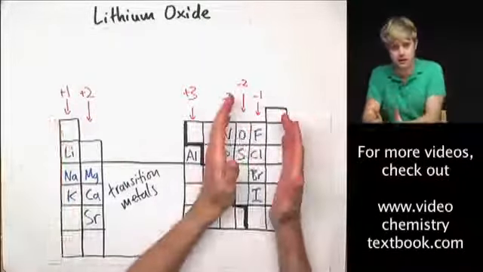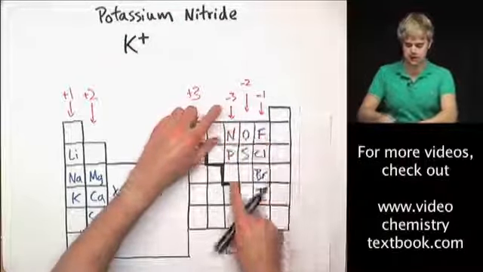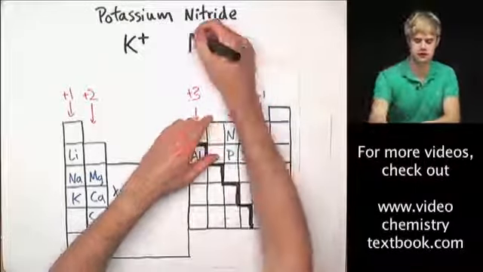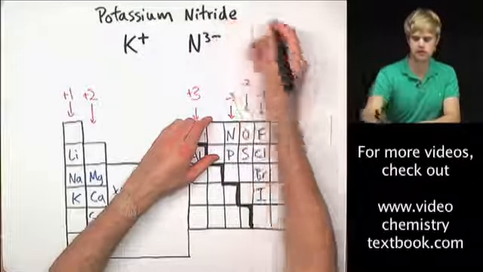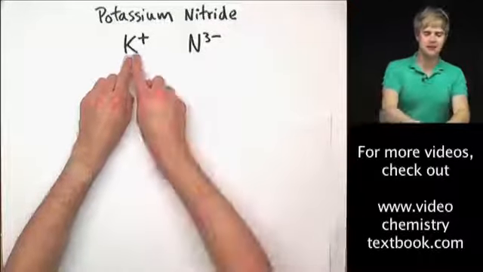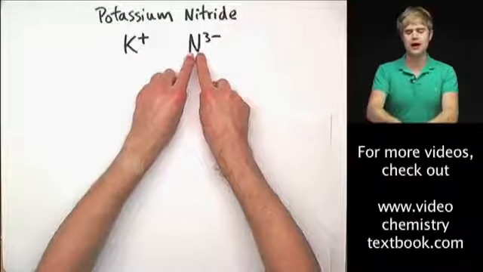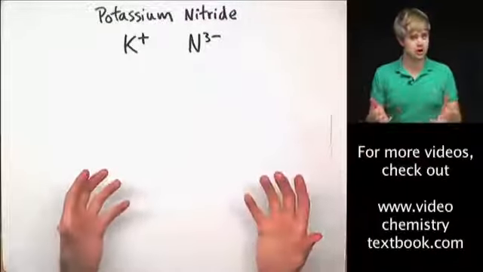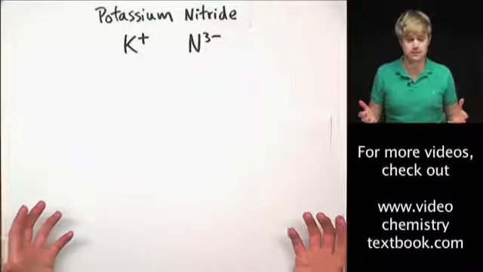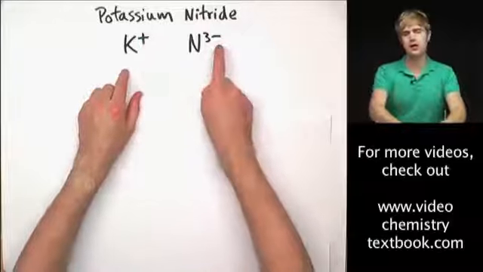Potassium lives in this column here, the same column as lithium, and so it has a 1+ charge. So I'm going to write that up here, K+. And nitrogen lives in this column where everything has a 3- charge. So here we have N3-. When I have one atom of K+ and one atom of N3-, do the charges balance out? The pluses and minuses balance out? It doesn't. I've got 1 plus and I've got 3 minus.